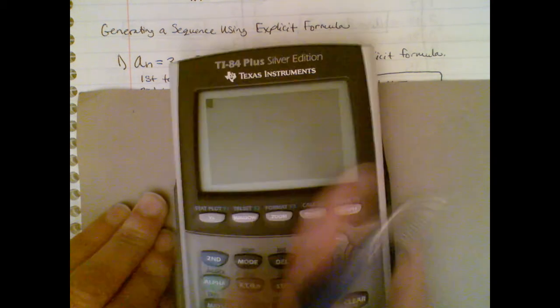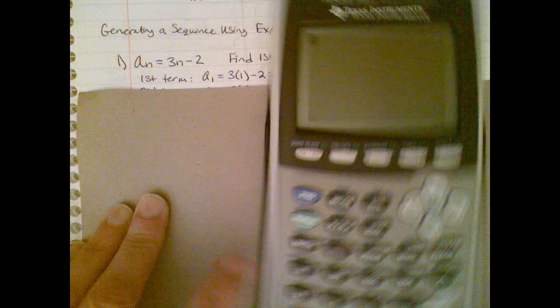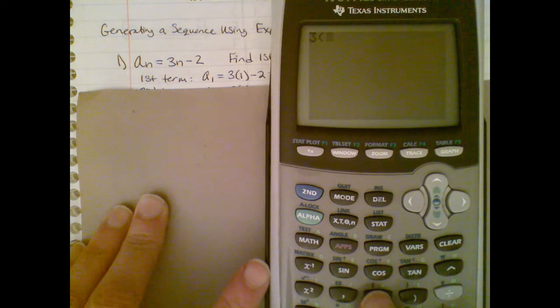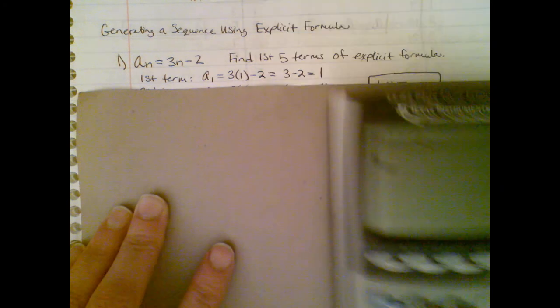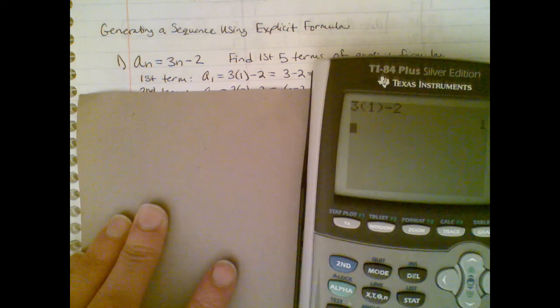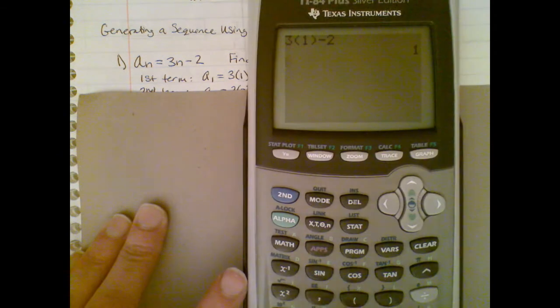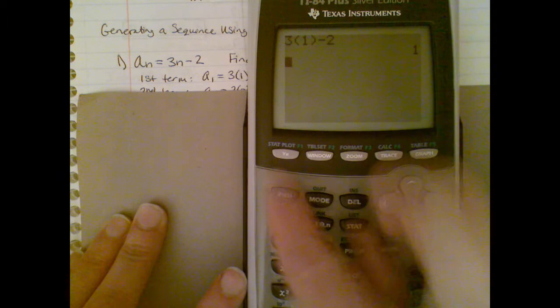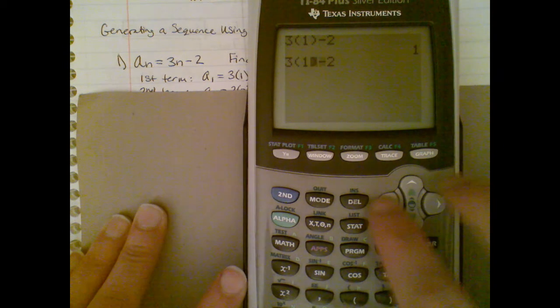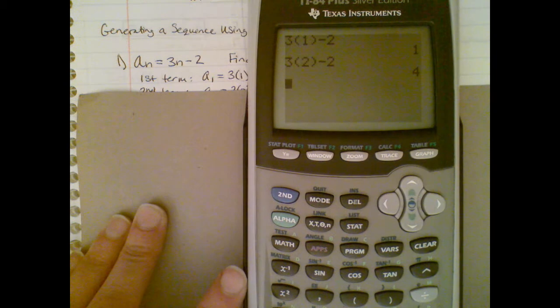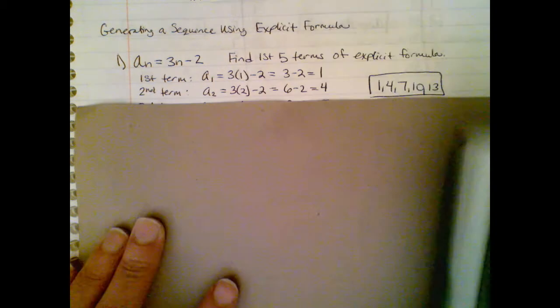If we're going to put this into our calculator, just make sure wherever the n is, we're putting that number that we're substituting in inside parentheses. So 3 times 1 minus the 2. And we get 1 that way. Now if we want to find the second term, instead of having to retype that entire equation in, just go to second entry. Notice it retypes it, and then we can just scroll back and type in a 2. And so our second term is 4.